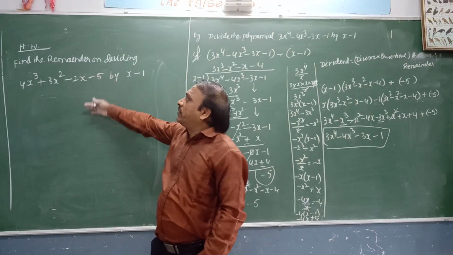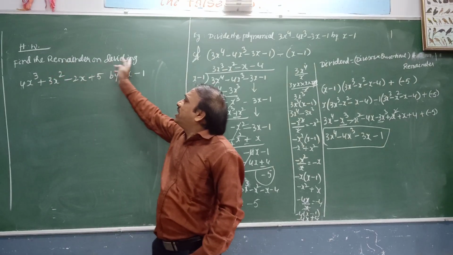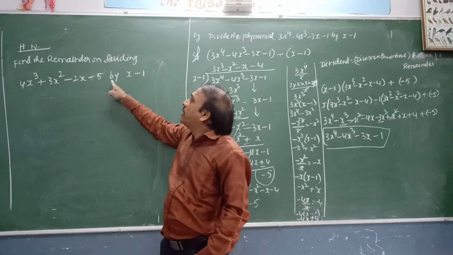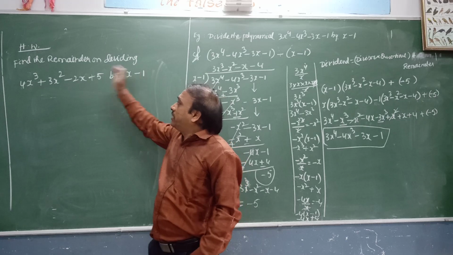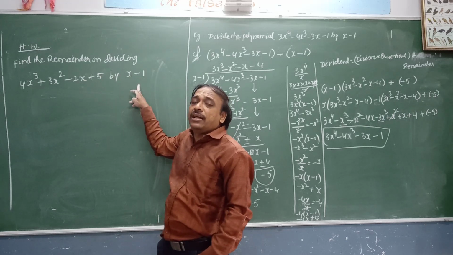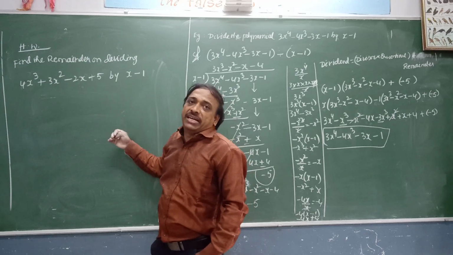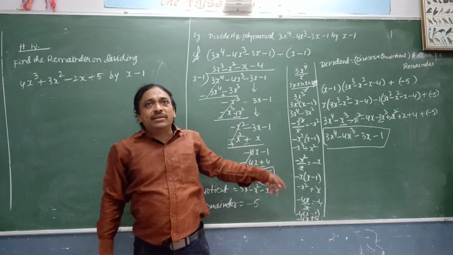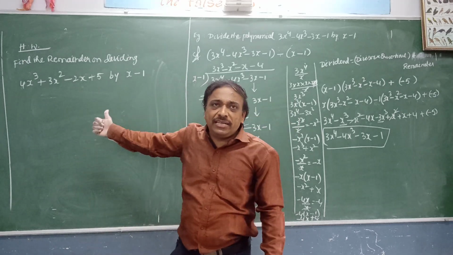So here we have one homework question. Find the remainder on dividing 4x cube plus 3x square minus 2x plus 5 by x minus 1. That means you have to divide this by this. This is the dividend and this is the divisor. Obtain the remainder by this division method. Do you understand? Thank you.